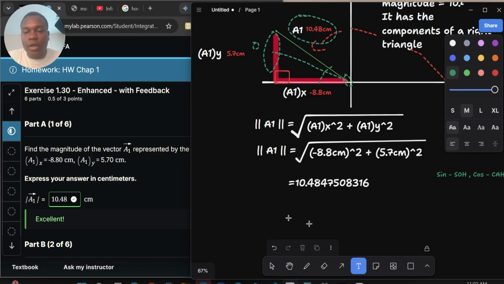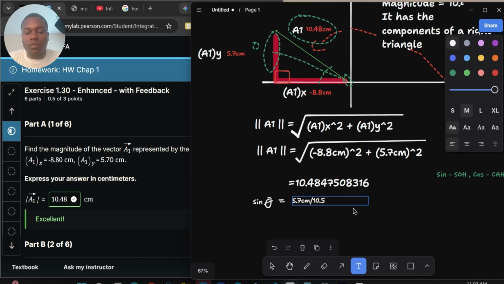So it would go sine theta equals opposite, 5.7 centimeters, divided by 10.48. All right.